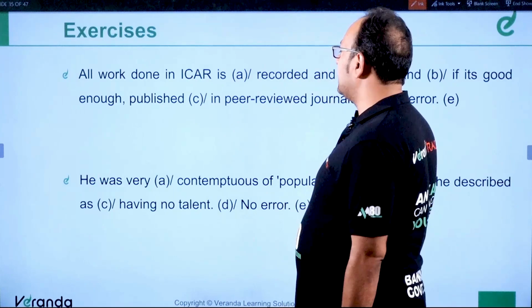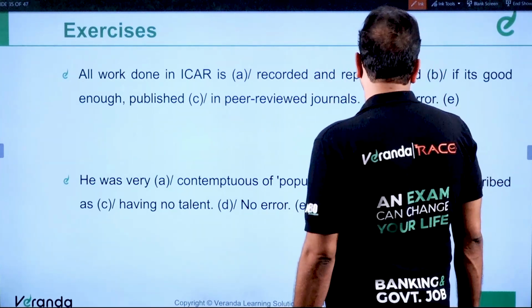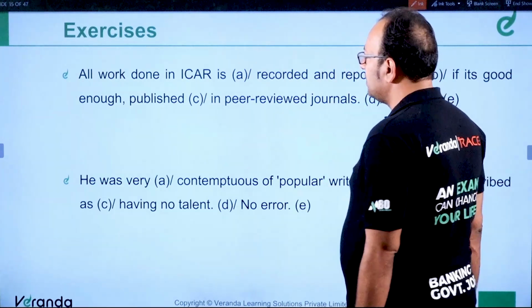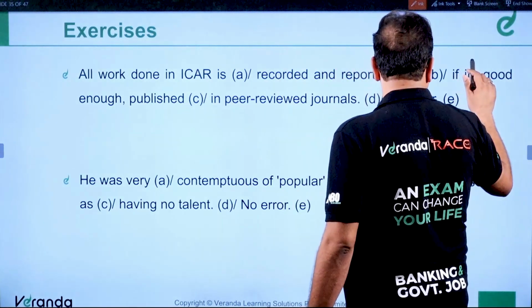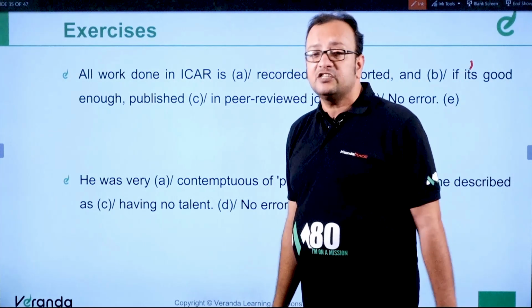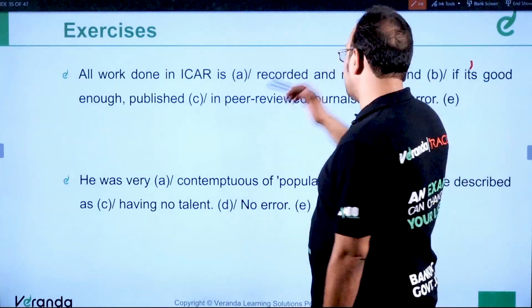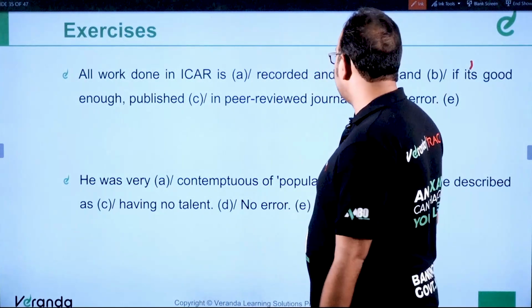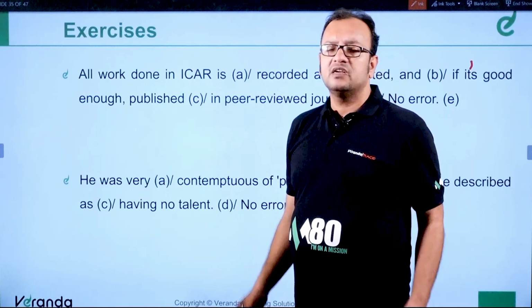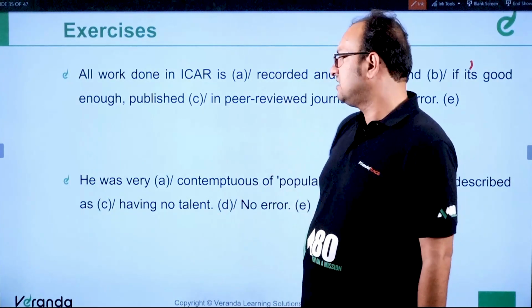All work done in ICAR is recorded and reported, and if it's good enough, published in peer-reviewed journals. It's with an apostrophe S means it is, if it is good enough. We're not talking about possession. We're talking about it is.